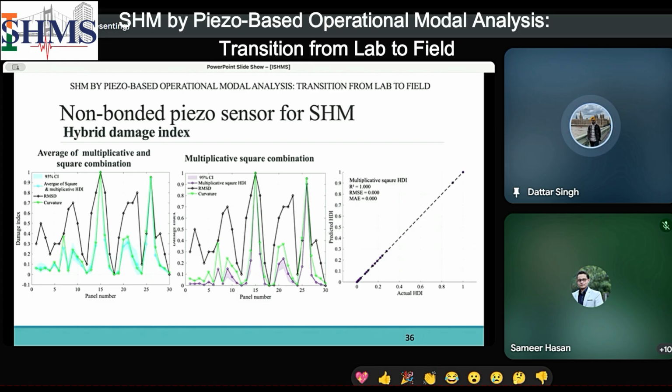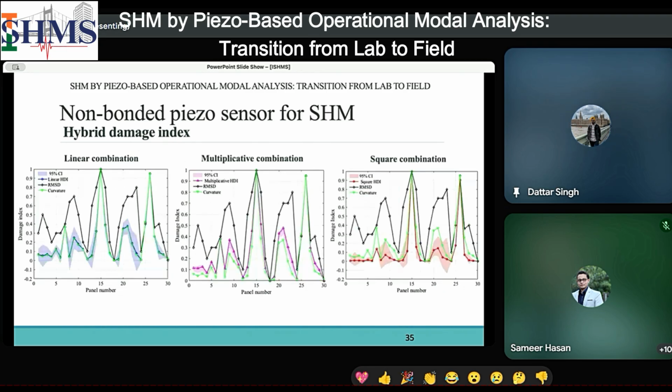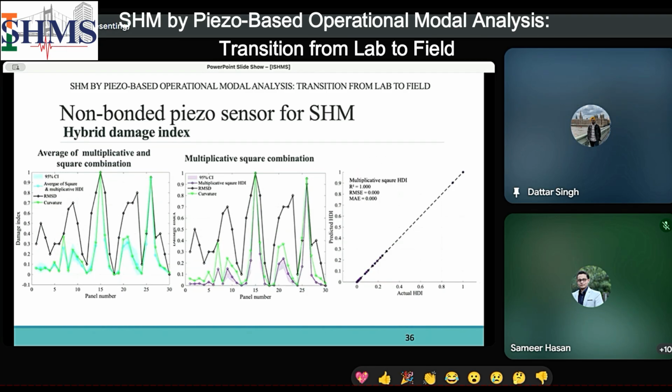But in the case of the multiplicative square, we multiply the squares of RMS, not just RMS in curvature, but we multiply the squares to the power of their weights. And we can see that the multiplicative square combination is best at predicting the combined damage index values, and they have a very good confidence interval. They have the least reduced noise even compared to the square index values.